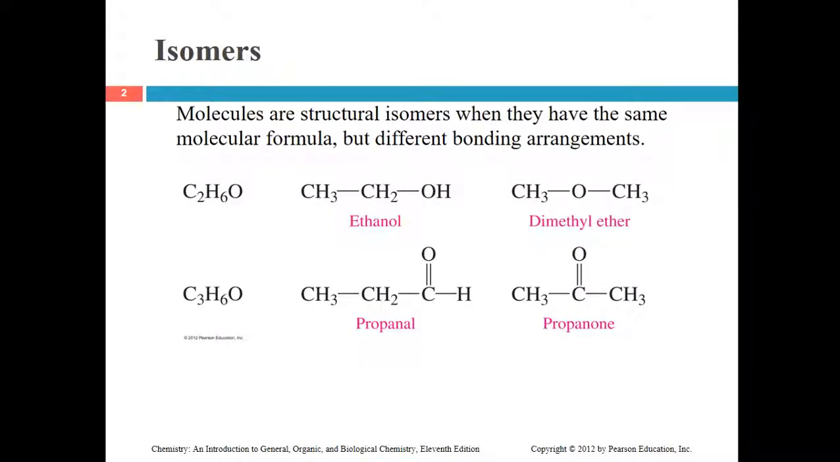So let's go back in time a few chapters ago when we were talking about isomers. Molecules are structural isomers when they have the same molecular formula but different bonding arrangements. For example, ethanol and dimethyl ether both have 2 carbons, 6 hydrogens, and 1 oxygen, but we know they have totally different properties. You might want to drink some ethanol, but you certainly wouldn't want to drink any ether, okay? So they're totally different.